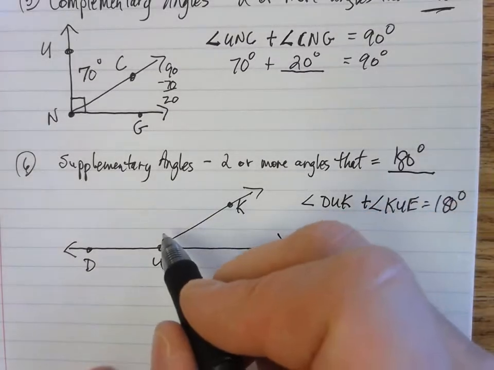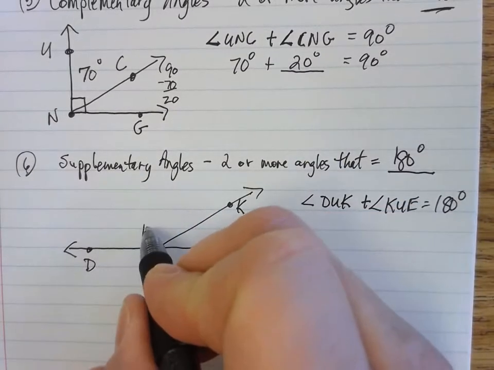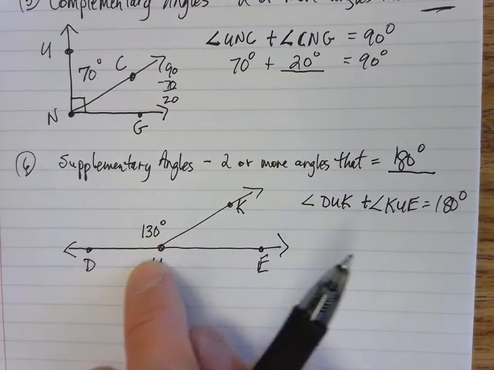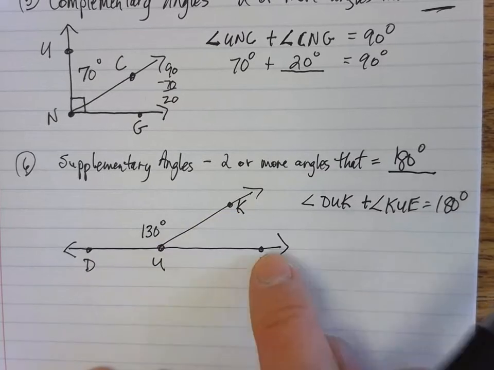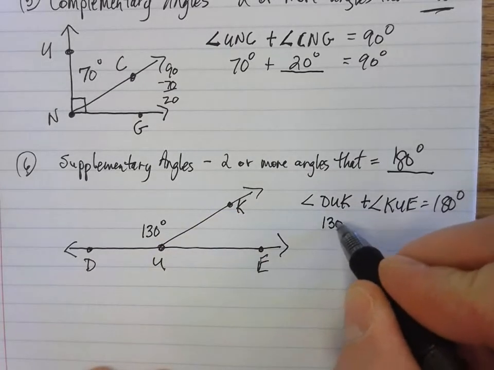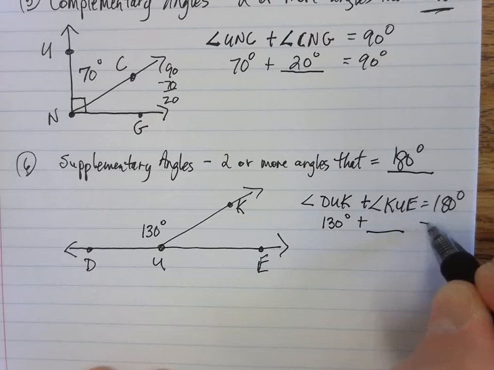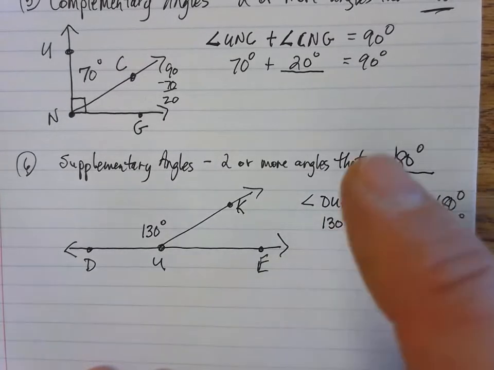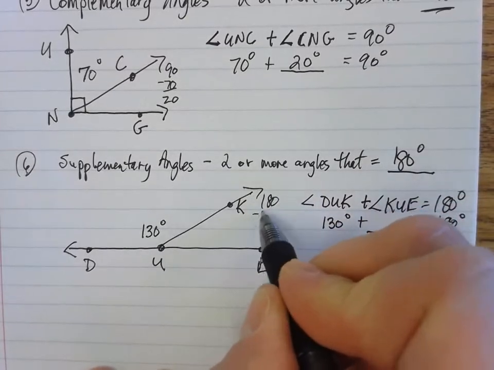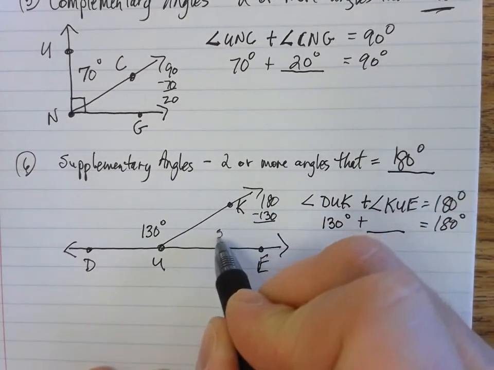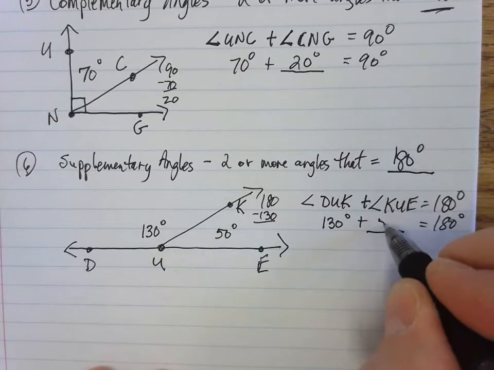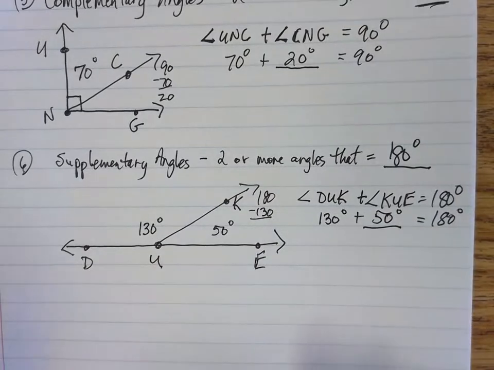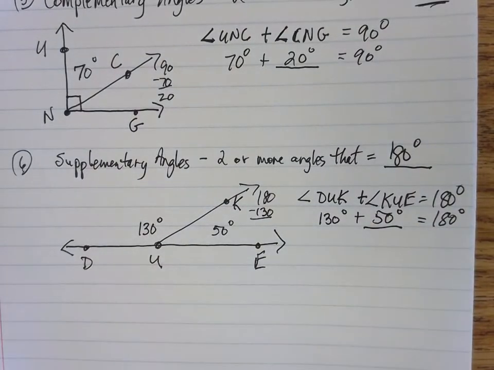So let's say you know this one over here was 130 degrees. If you know the angle DUK is 130, you got to figure out angle KUE. So if I know this is 130 plus something equals 180, well, how do I get that? Right? So I do 180 minus 130. And of course that means this one would have to be 50 degrees. So angle KUE has got to be 50 degrees because 130 plus 50 is 180.